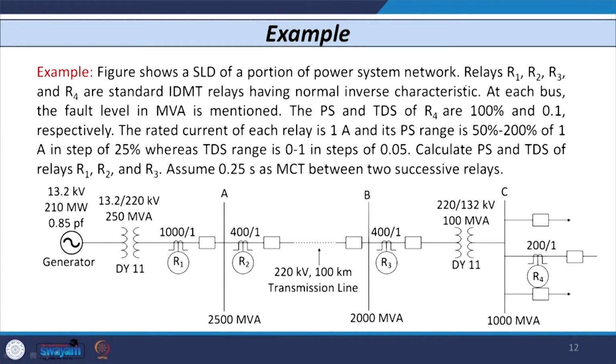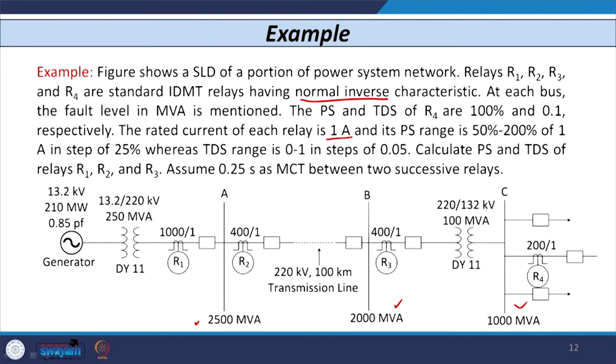You can see that there are 4 relays connected, R1, R2, R3, R4, and all these relays, R1 to R4, are IDMT overcurrent relays having normal inverse characteristic. Further, at each bus, bus A, bus B and bus C, the fault level in MVA is mentioned. So, you can calculate the magnitude of fault current at each bus utilizing this, because the voltage level is also given. The rated current of all these relays is 1 ampere. This relay rated current is the same as the CT secondary current, as I told you.